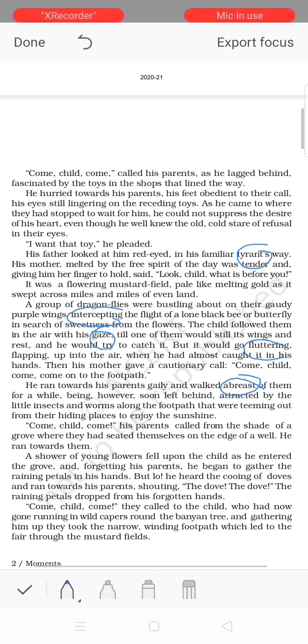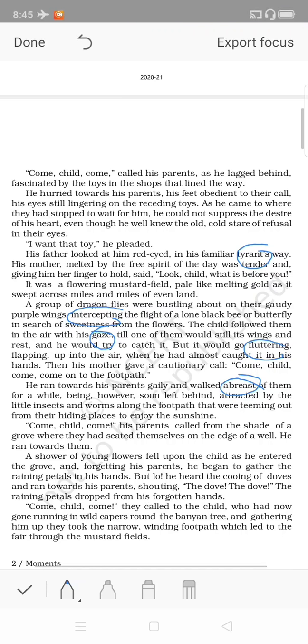So, as the child followed his parents, he entered the shady forested area. He was welcomed by the shower of flowers. He forgot his parents and started collecting the petals that had fallen. Just after that, he heard the cooing of doves. He was very excited to see them. He started running behind the birds. He started chasing them. And in the process, what had happened? The petals fell from his hand.